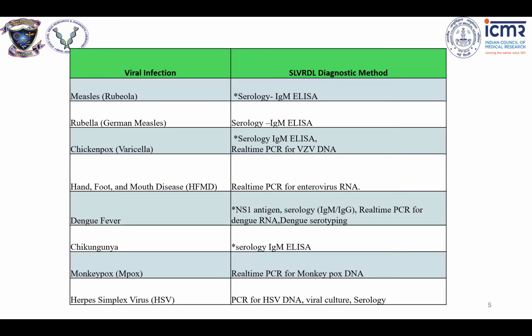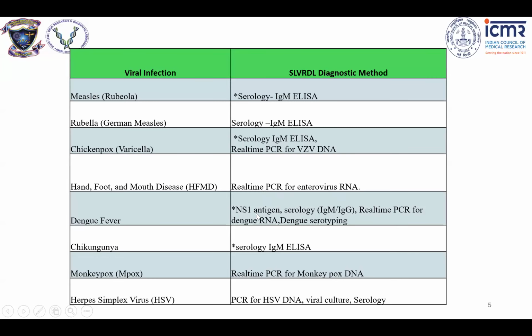The different array of diagnostic tests available at the state level VRDL, BMCRI are IgM ELISA for measles and rubella, and IgM ELISA again for chickenpox diagnosis. We do have real-time PCR for detection of VZV DNA. HFMD is diagnosed by detection of enterovirus and Coxsackie virus RNA by real-time PCR. Dengue fever is diagnosed by detection of NS1 antigen in the early phase of the illness. During the later stages, it is by IgM ELISA. Real-time PCR is used for detection of dengue virus RNA.